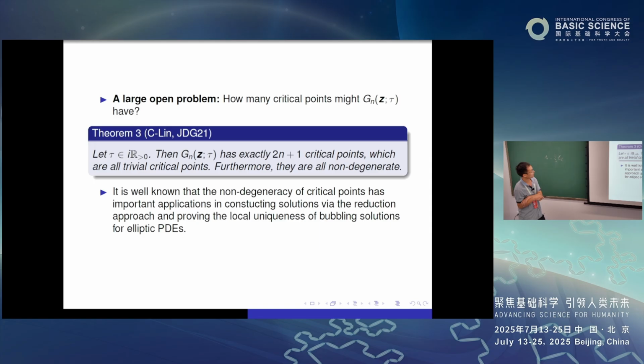Professor Lin and I solved this question for the rectangular torus. We let tau be purely imaginary. Then we can prove this G_n has exactly 2n plus 1 critical points, and all are trivial critical points. Furthermore, they are all non-degenerate. The non-degeneracy of critical points is important when constructing bubbling solutions with the reduction approach, and also important in the proof of local uniqueness.